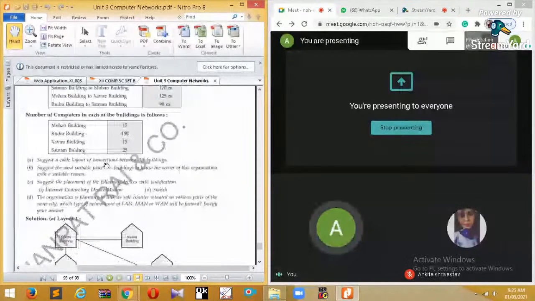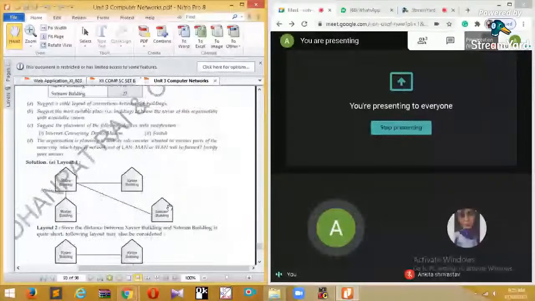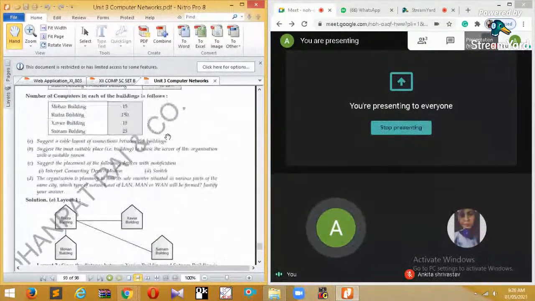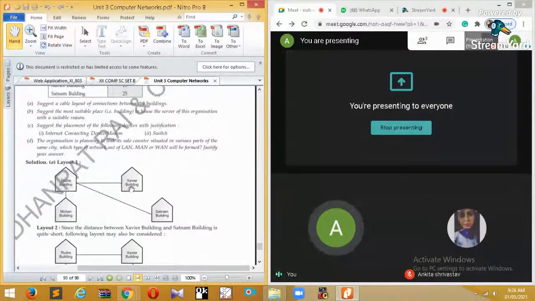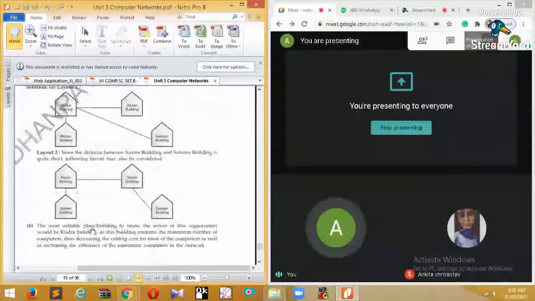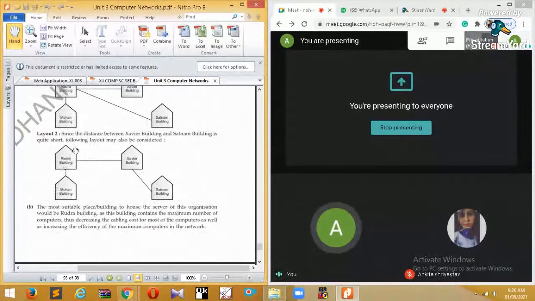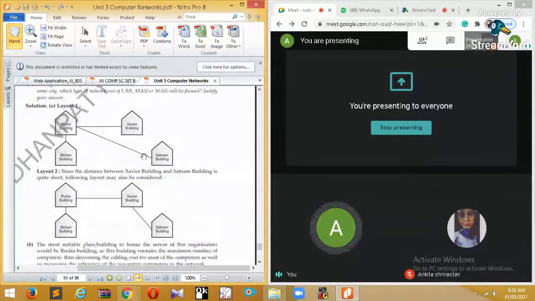Suggest the cable layout for the connection between the buildings. So for this, let's see how we can do it. We can see the Rudra building has the highest number of computers, so here our main focus will be on the Rudra building. You can see one layout is there: simply from the Rudra building, the other buildings are connected, as nodes are connected from the server. Another layout is with the Rudra building placed in the middle, and from one side Xavier building and Satnam building, and on the other side Mohan building are connected. So these two possible layouts can be formed for this kind of network.